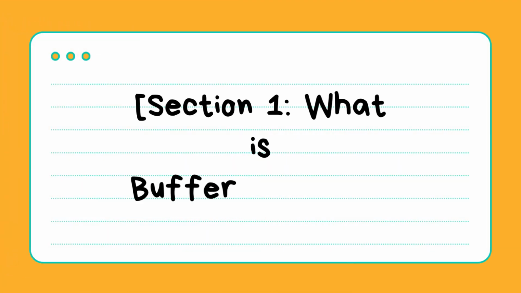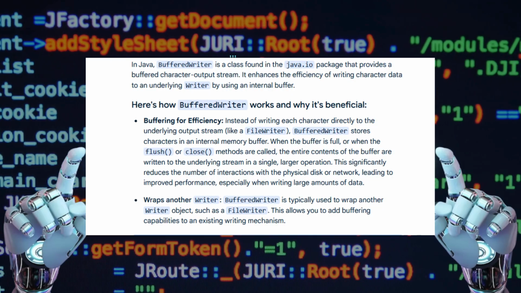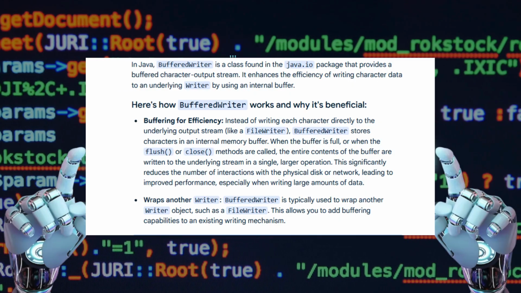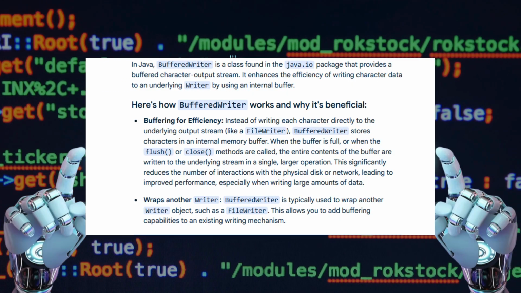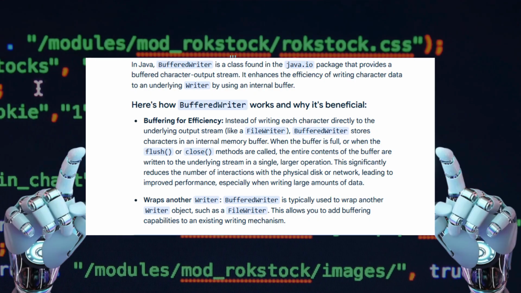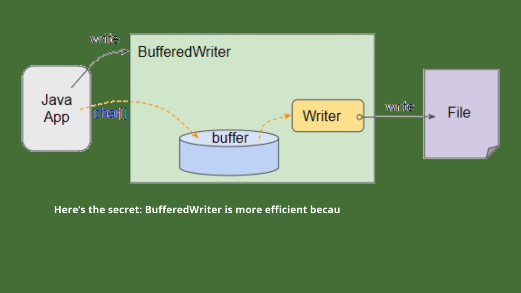Section 1. What is BufferedWriter? BufferedWriter is part of the Java I/O package, and its main purpose is to write text data efficiently. Now, you might be familiar with classes like FileWriter or OutputStreamWriter for writing data to files. So, you might ask, why do we need BufferedWriter? Here's the secret: BufferedWriter is more efficient because it uses an internal buffer.